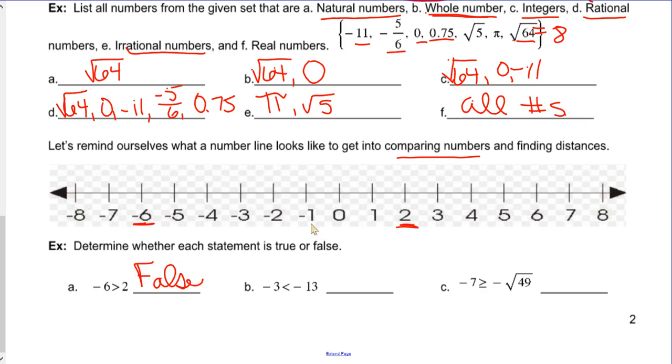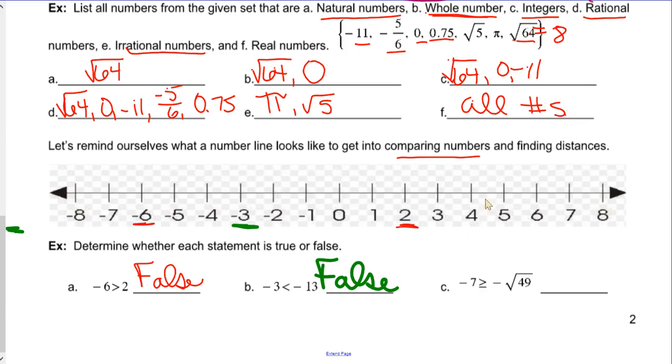If I look at negative 3, negative 3 is right here, and negative 13 is down here somewhere. Is negative 3 less than negative 13? Well, again, the further to the right you get, the bigger the number. So this also is a false statement.